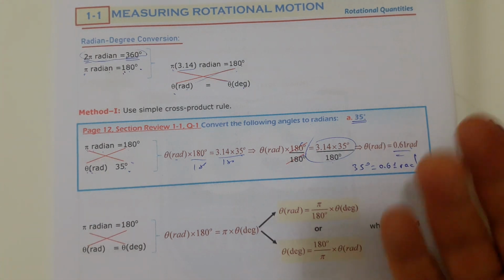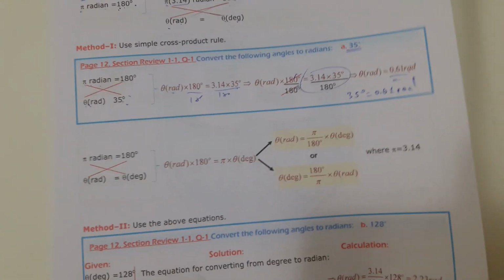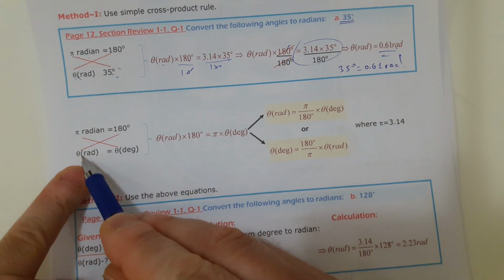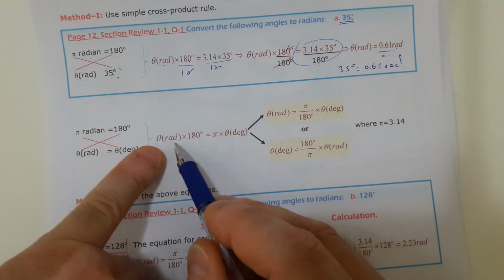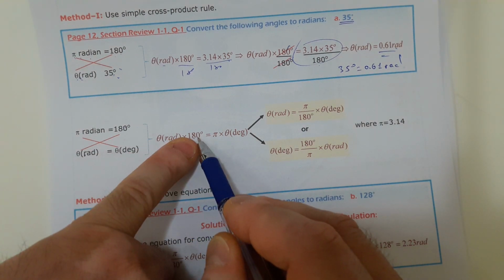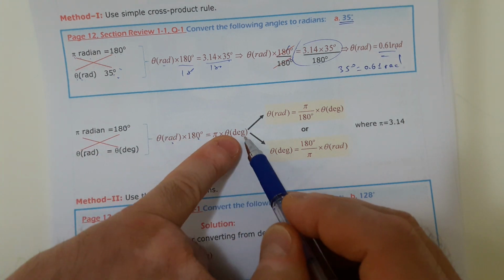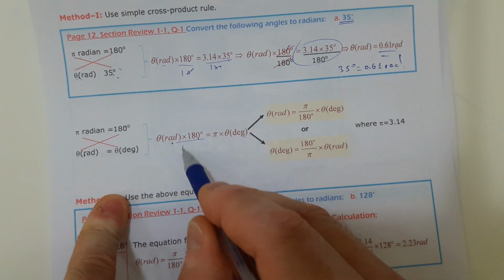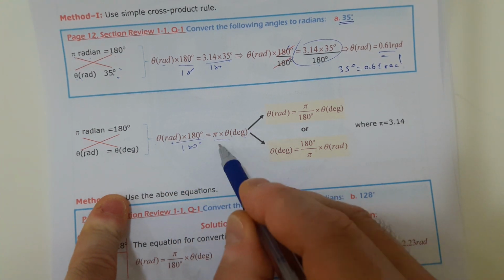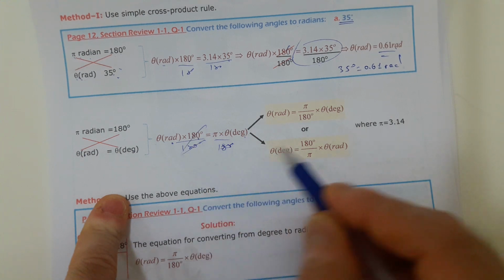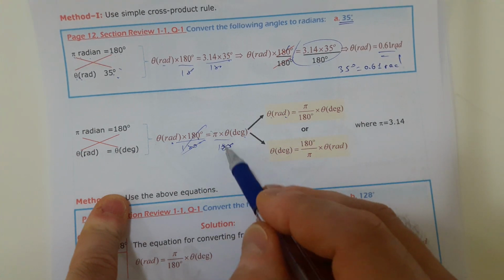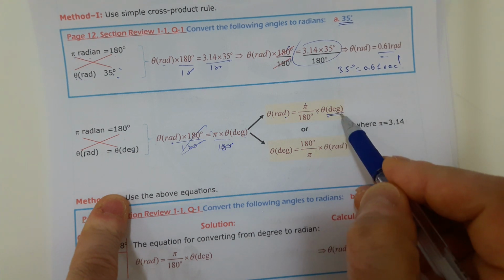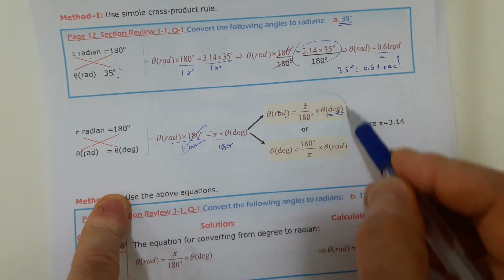Or we can get an equation for converting degree to radian. As I said, angle in radian multiplied by 180 is equal to pi times angle in degree. So if you need to calculate the angle in radian, divide by 180 and simplify. Then angle in radian is equal to pi divided by 180 multiplied by angle in degree. From degree to radian, this is the equation.